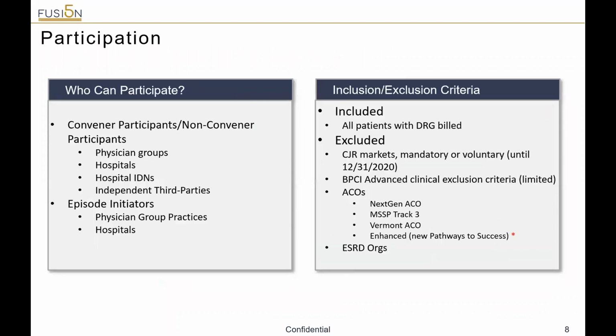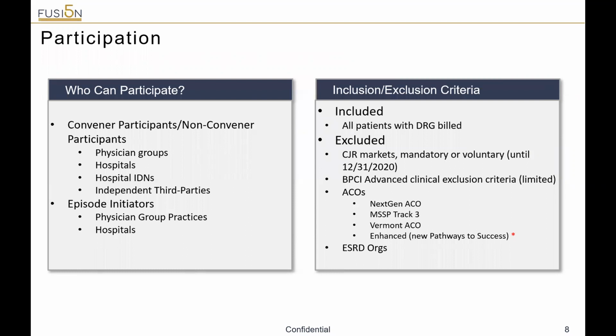Okay, so who can participate? There are what are called convener participants or non-convener participants. Okay, what is a convener participant? We're going to discuss a little bit later and define what each one of these are. But the conveners can be physician group practices, they can be hospitals, they can be hospital IDNs, they can be an independent third party like Fusion 5 is. Episode initiators are the entities that actually initiate the episodes, and we'll discuss that in a little bit. Again, they can be physician group practices or hospitals. Those are the only two entities that can initiate episodes. They have to be Medicare providers.